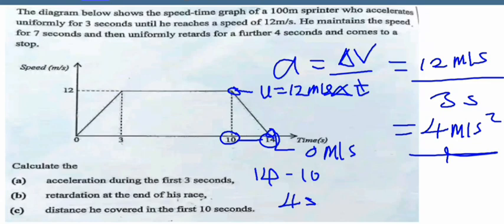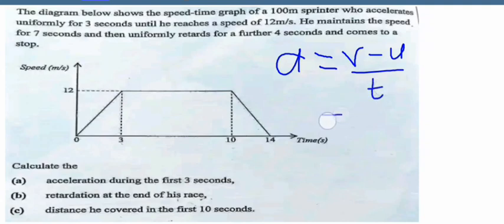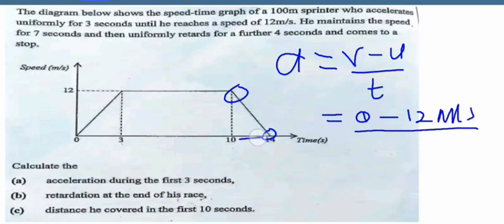Now we can calculate the retardation. Since here we are talking about retardation, let's use retardation is equal to final minus initial over time. So our final here at 14 is just 0, then minus the initial here, which is 12 meters per second, then divided by the duration here, which was 4 seconds.